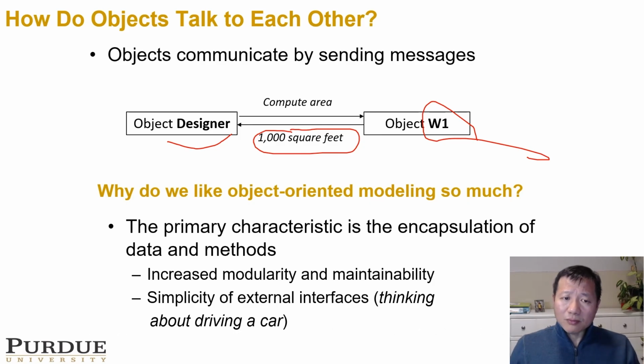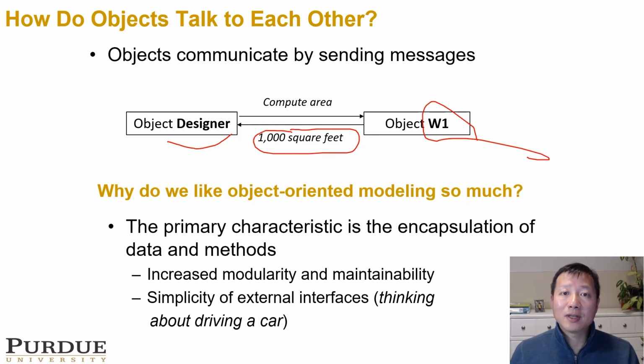The reason we like object-oriented modeling so much is its primary characteristic of the encapsulation of data and methods. Again, thinking about your objects, an object has a list of functions or behaviors and a list of data or properties, right? These properties and behaviors all belong to this object. Because they belong to it, you can envision that an object actually encapsulates all the data and the methods.